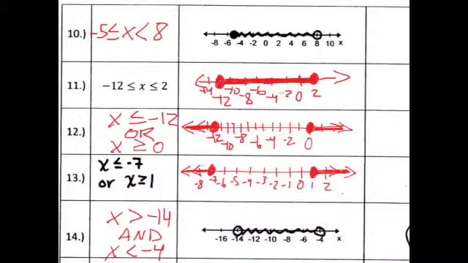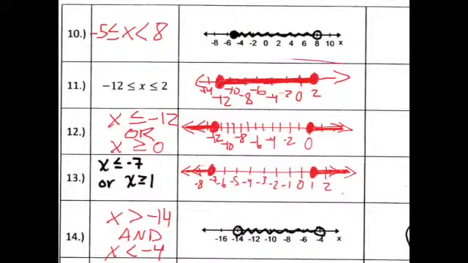Moving on to the back half. On this one, our shading goes from -5 to 8. That's why x is between -5 and 8. And the left one is filled in, and that's why it's got this equal to part right there.